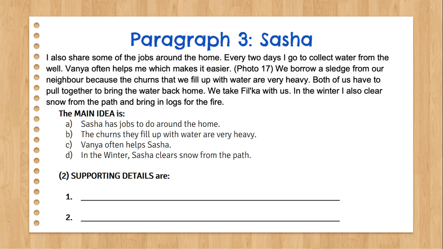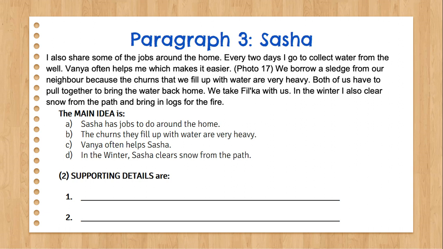All right, here's paragraph 3, and this one's about Sasha. I also share some of the jobs around the home. Every 2 days, I go to collect water from the well. Vanya often helps me, which makes it easier. We borrow a sledge from our neighbor because the churns that we fill up with water are very heavy. Both of us have to pull together to bring the water back home. We take Vilka with us. In the winter, I also clear snow from the path and bring in logs for the fire.